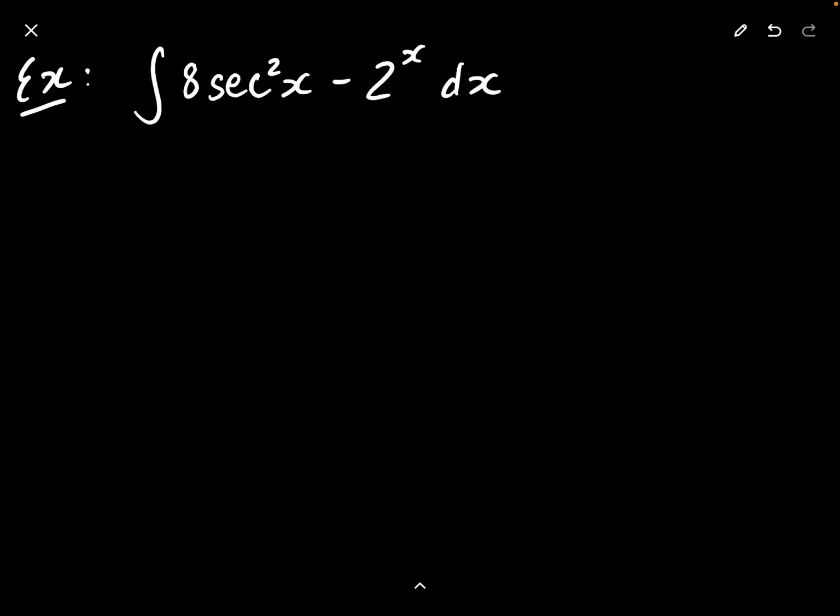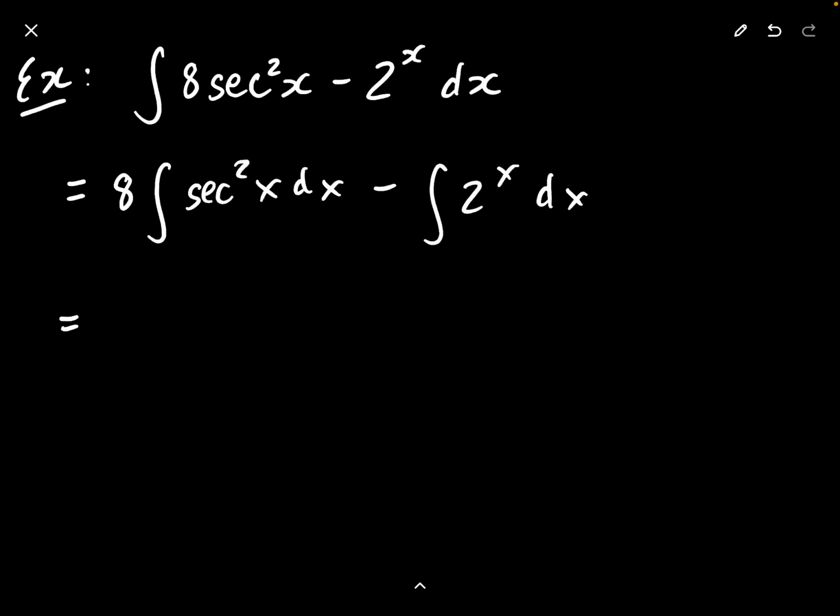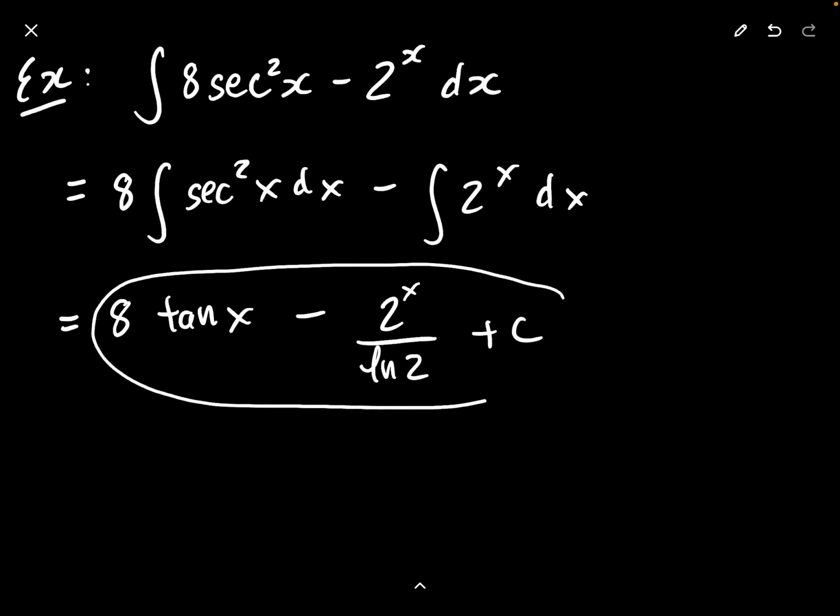In this example, we can separate it into 2 basic integrals. 8 times secant squared x dx minus integral 2 to the x dx. So we equal to 8 times tan x minus, here we have an exponential function where the base is not e, so we'll just divide by ln of the base. So we have 2 to the x divided by ln 2 plus c, and that is the antiderivative.